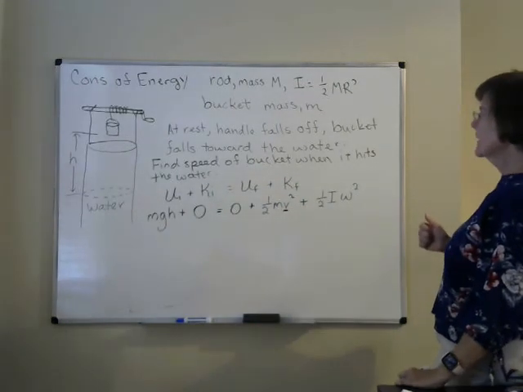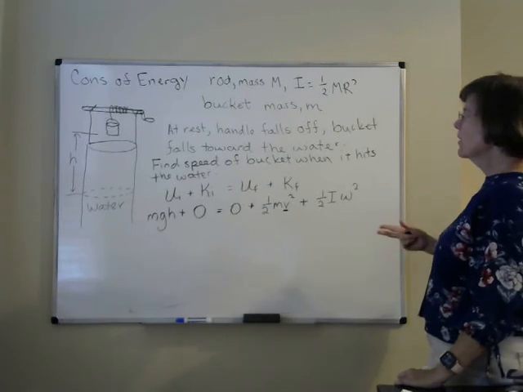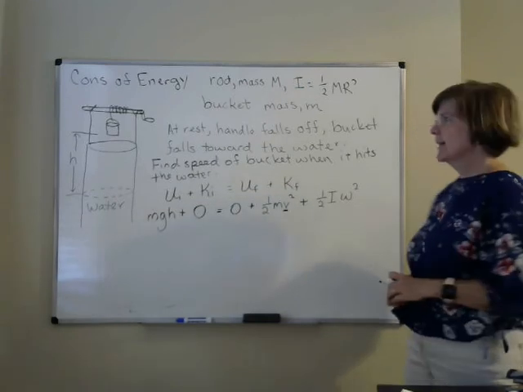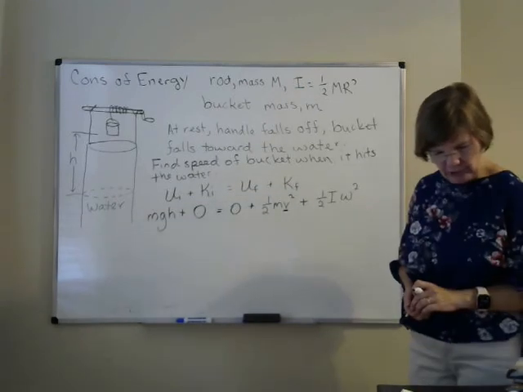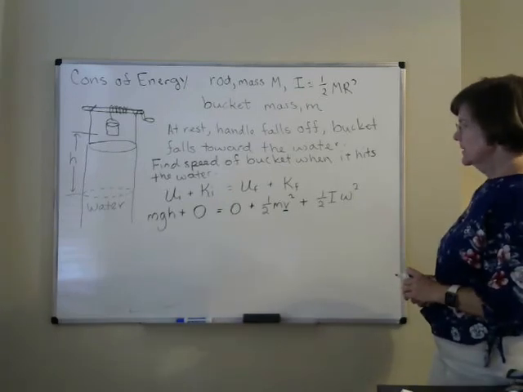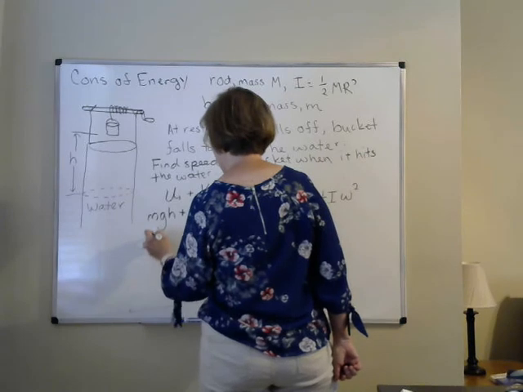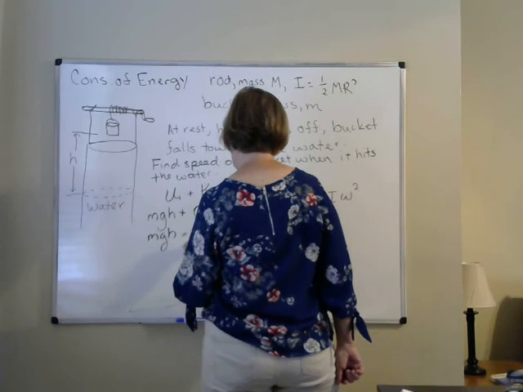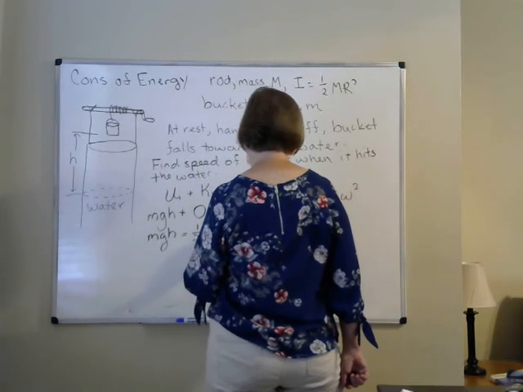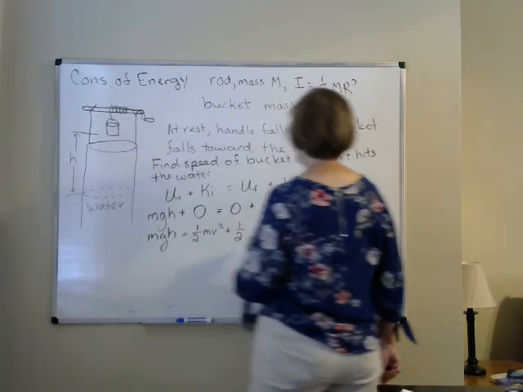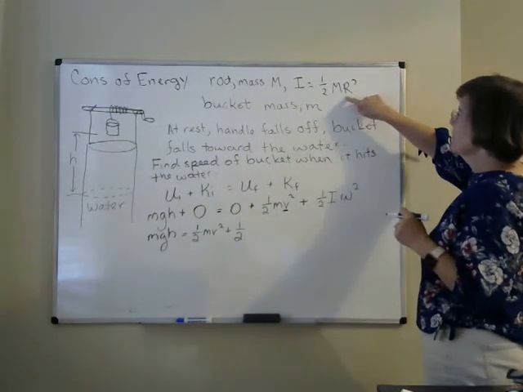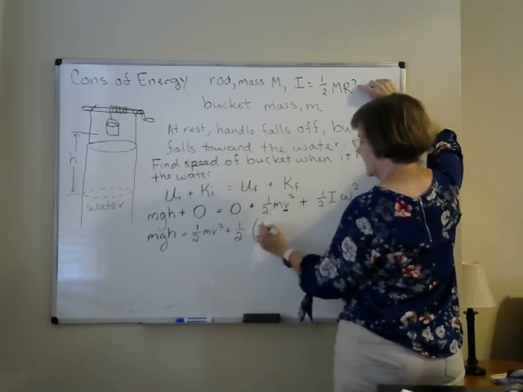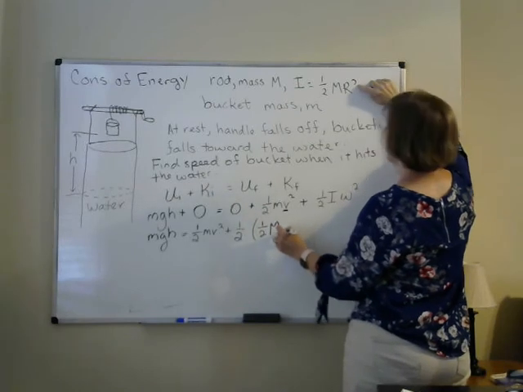I have to get everything in terms of M or G and H. So I'm allowed to have M's, R's, G's, and H's. I don't even know if I'm going to need all of those. So here's what we've got. MGH equals 1/2 mv squared plus 1/2 I. All right, for a rod, I is 1/2 capital M R squared.